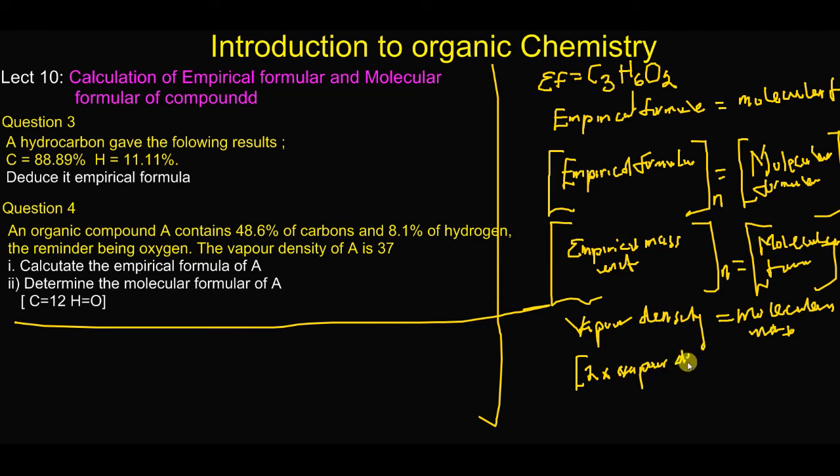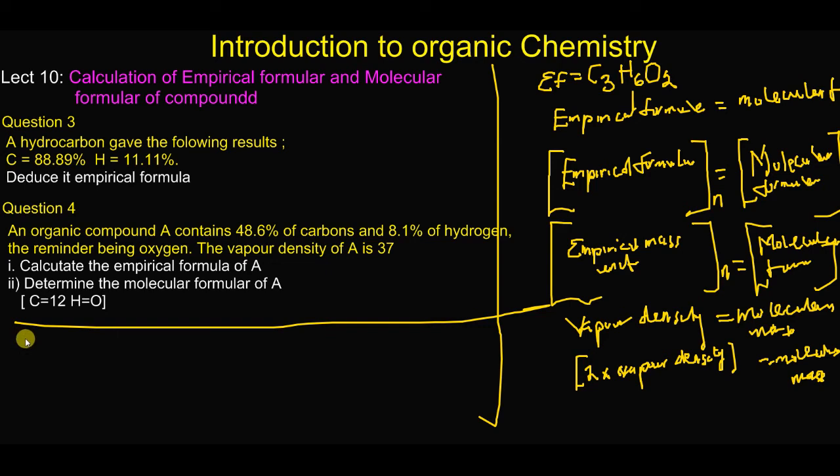now I'll explain this one in our next video because of time, okay? When you multiply it by 2, you get the molecular mass. So it means that they have given you the molecular mass for the compound. Multiply the vapor density by 2, you get that.